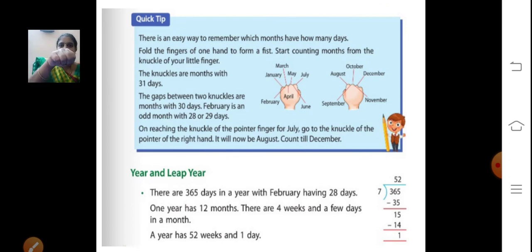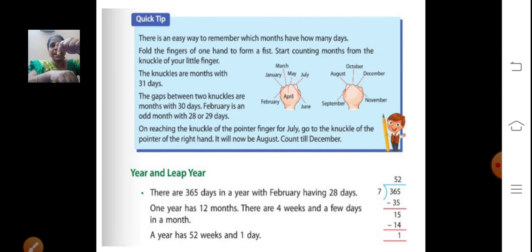Now, just see this. Fold the fingers like this. Have you all folded the fingers? Now see. This part is the knuckles. In between the two knuckles, you have some gaps, right? You have some gaps between the knuckles, right? So now we are going to start from the knuckles.